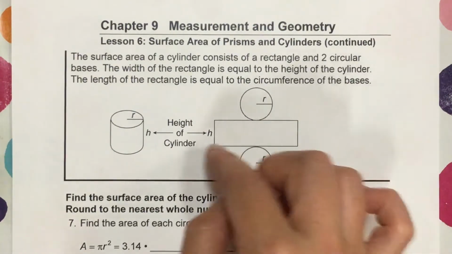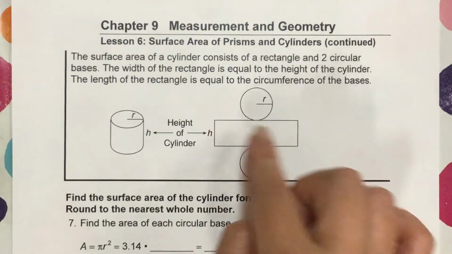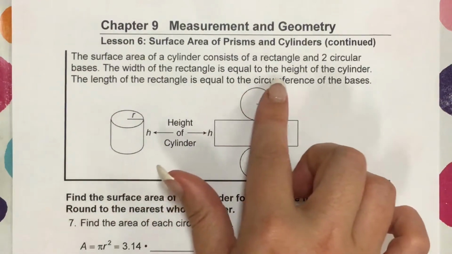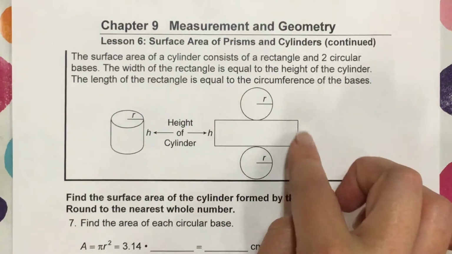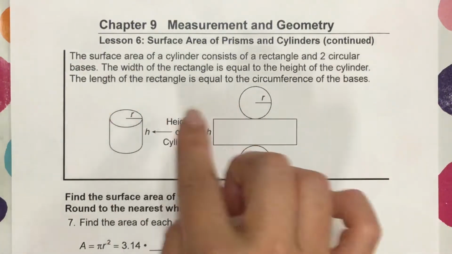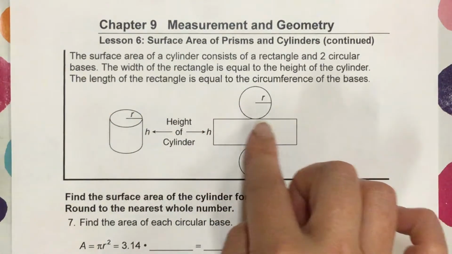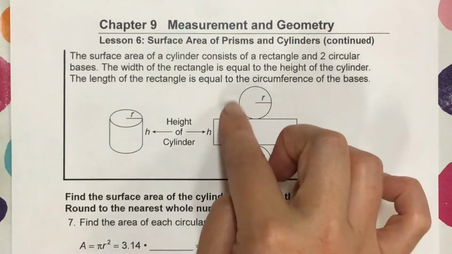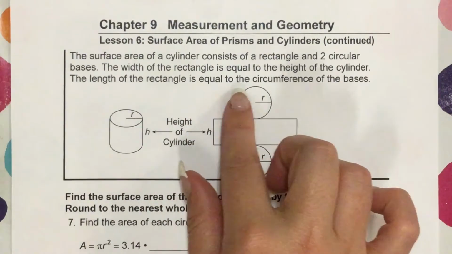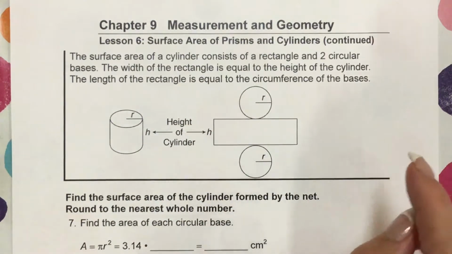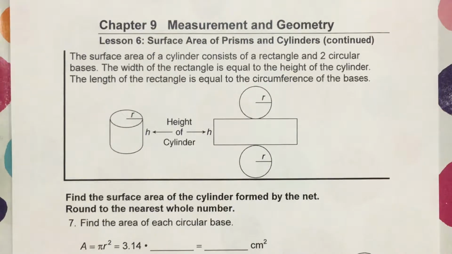The area of a rectangle, right, is length times width. But there's a catch on this rectangle, because the width of the rectangle is equal to the height of the cylinder. So this is the height of the cylinder. That's what the width of this rectangle is. But the length of this rectangle, because this rectangle folds around this circle, is equal to the circumference of the base.